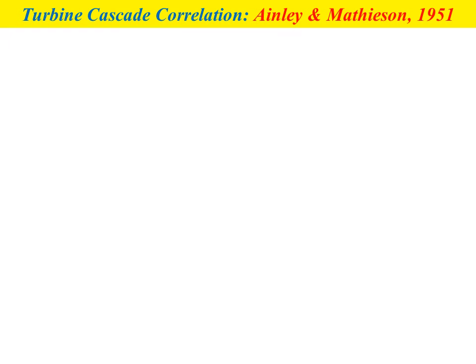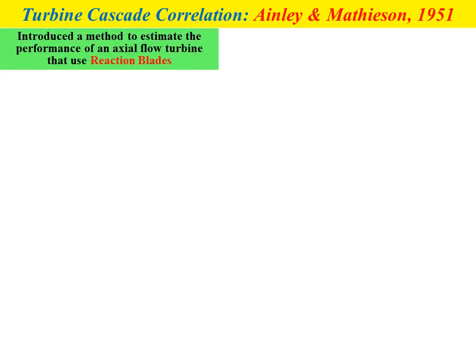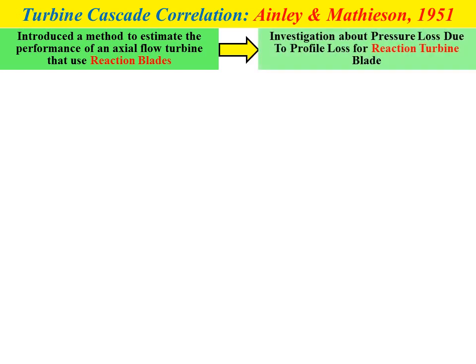Okay, in terms of turbine cascade correlation, they were obtained by Ainley and Mathieson in 1951. Ainley and Mathieson also introduced a method to estimate the performance of an axial flow turbine that uses reaction blades, where they conducted an investigation into pressure loss due to profile loss for reaction turbine blades.